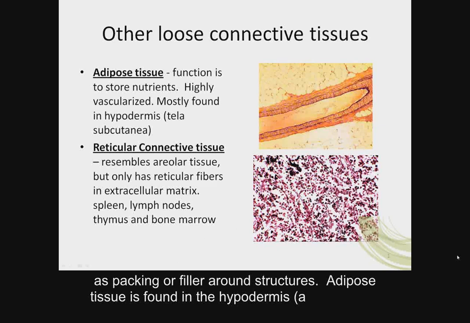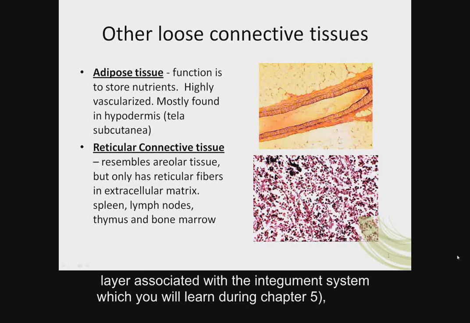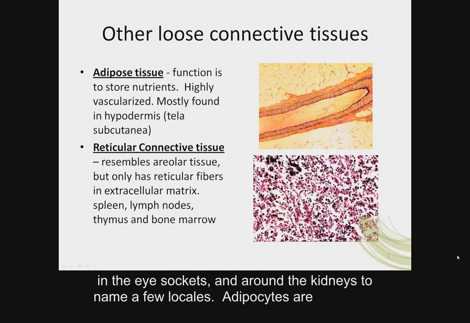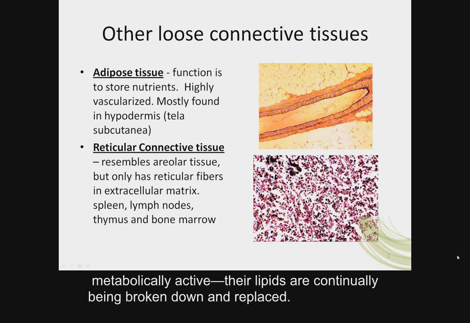Adipose tissue is found in the hypodermis, a layer associated with the integument system, which you will learn about during Chapter 5, in the eye sockets, and around the kidneys, to name a few locales. Adipocytes are metabolically active. Their lipids are continually being broken down and replaced.